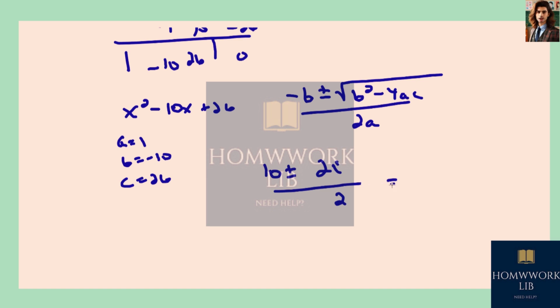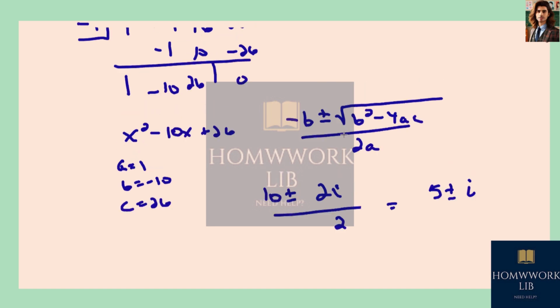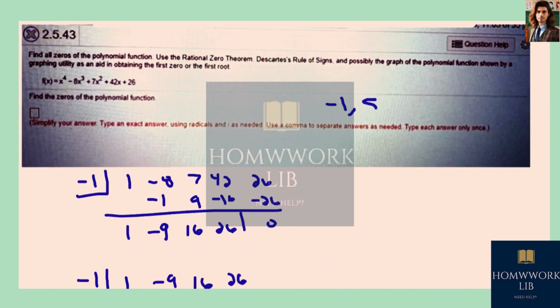And so we can reduce these all by a factor of 2 since they're all even. It would be 5 plus or minus i over 1, which is then our last two solutions, 5 plus i and 5 minus i.